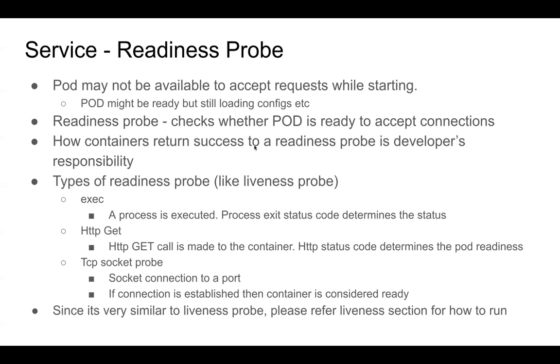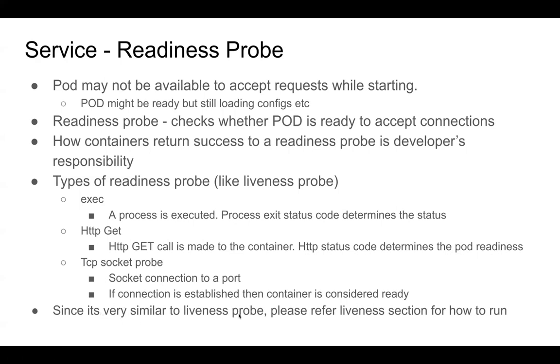How the container returns success to the readiness probe is the developer's responsibility. We'll discuss that. So what are the types of readiness probe? Like in the liveness probe, you can have EXEC, where a process is executed and its exit status code determines whether the pod is still getting ready or is ready. You can have an HTTP GET on your pod, where if it returns 200, that means your pod is ready. Otherwise, your pod is not yet ready. Or you can have a TCP socket probe also.